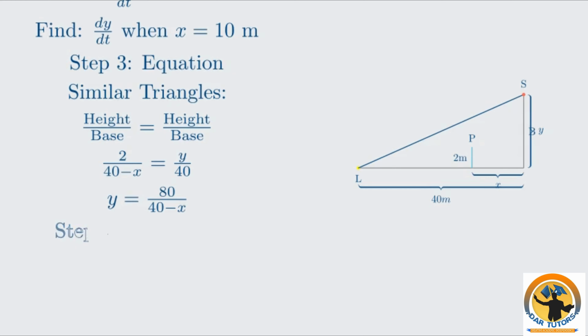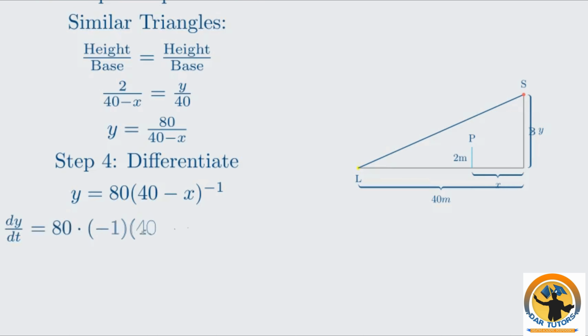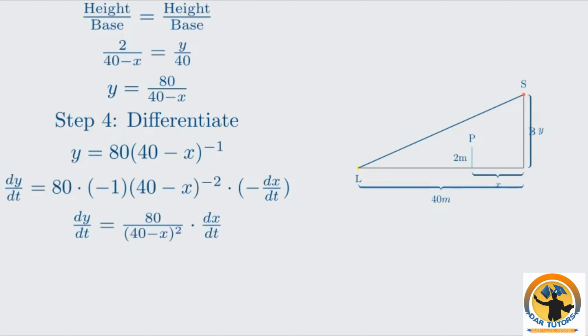Step 4. Differentiate with respect to t. We can use the quotient rule or rewrite the equation. Let's rewrite it as y equals 80 times 40 minus x to the power of negative 1. Now differentiating with the chain rule, dy/dt equals negative 80 times 40 minus x to the power of negative 2 times the derivative of the inner function, which is negative dx/dt. This simplifies to dy/dt equals 80 over 40 minus x squared times dx/dt.